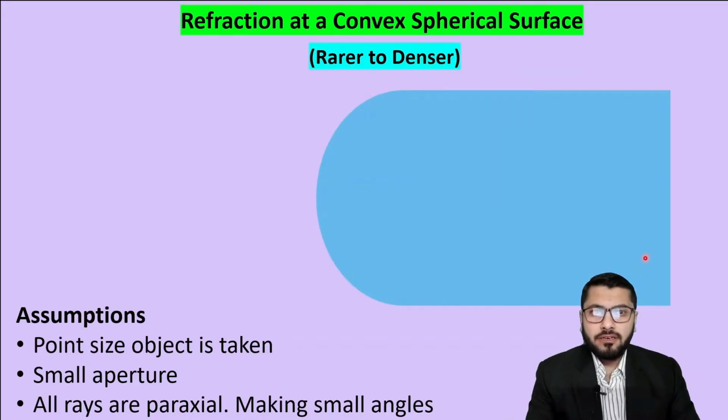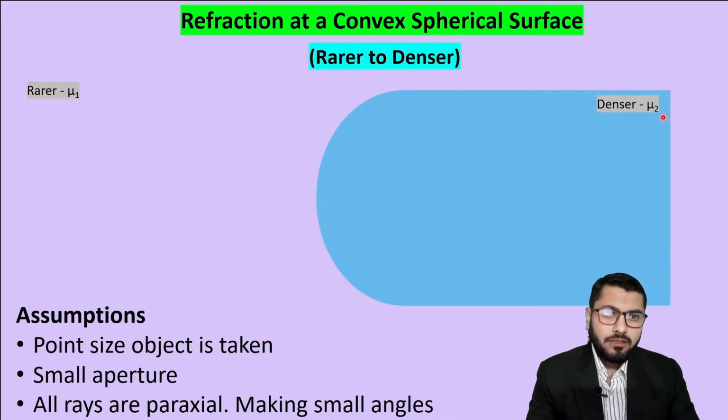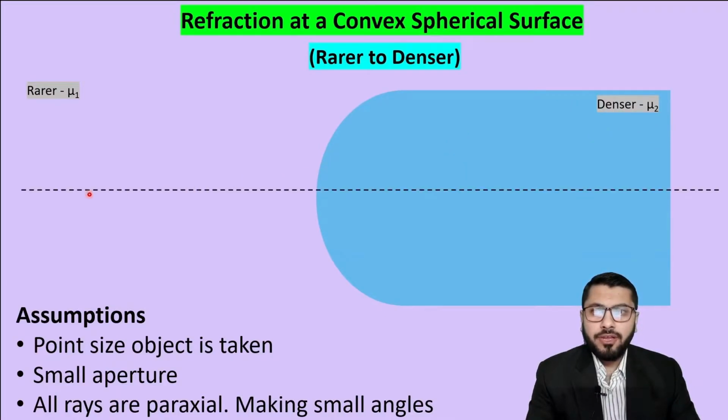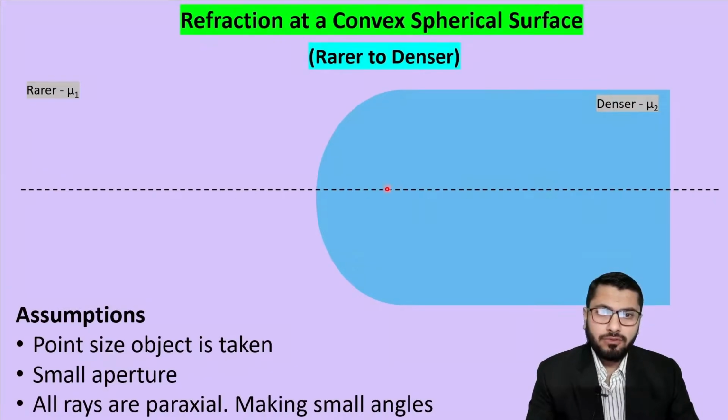I have taken a denser medium, which in my case is glass, and surrounding the glass is air, which is a rare medium having a refractive index mu1. The refractive index of my glass is mu2. This is the assumption I have taken. I will draw an imaginary dotted line called the principal axis, which passes through the center of curvature, and I labeled these points P, A, B.